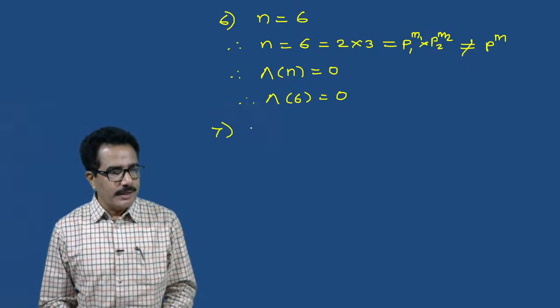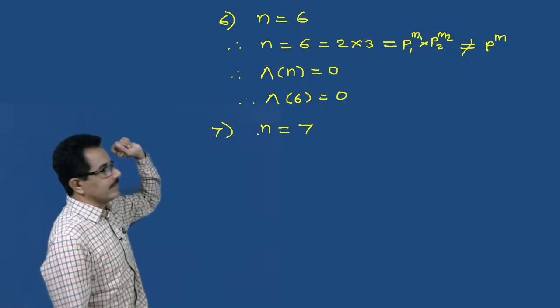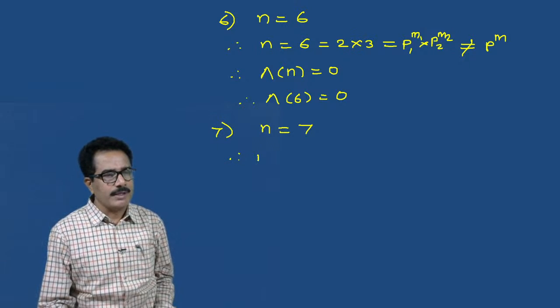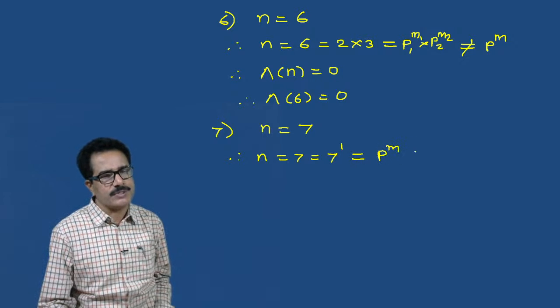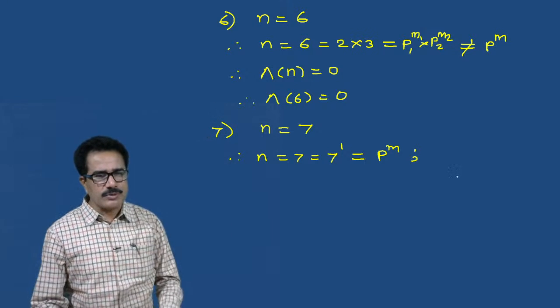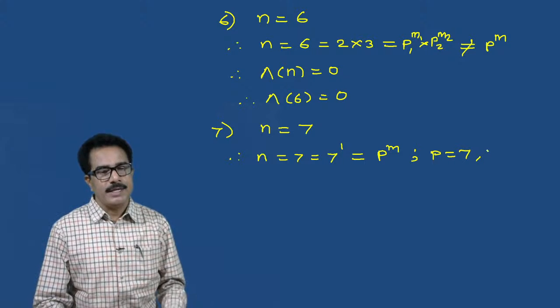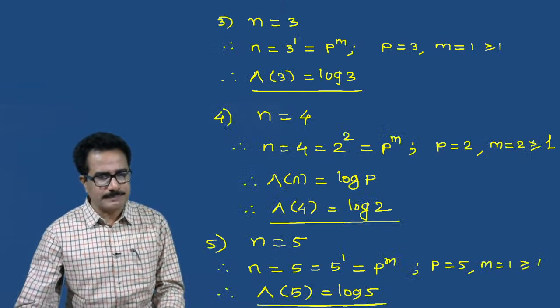Now for n is equals to 7. Come on students, now calculate this for n is equals to 7. Therefore n is equals to 7, that can be written as 7 raised to 1, that can be written as p raised to m. 7 is a prime, m is 1, so p is equals to 7 which is a prime and m is equals to 1 which is greater than or equals to 1.